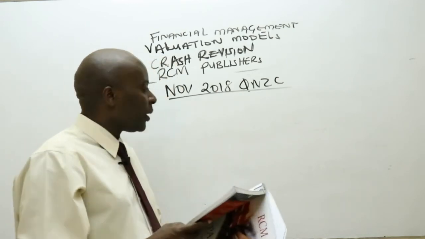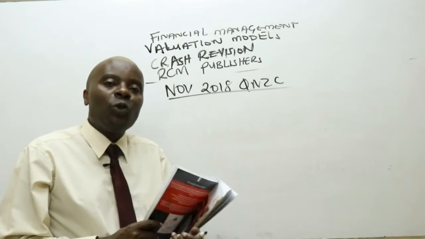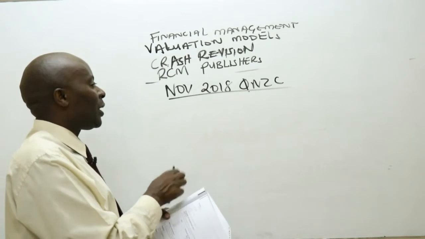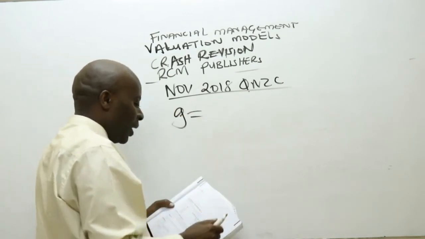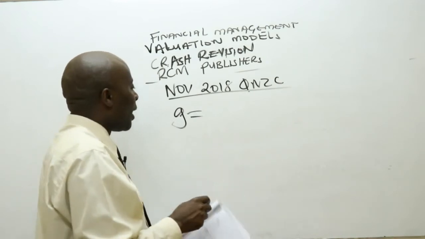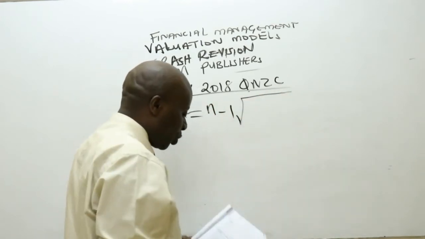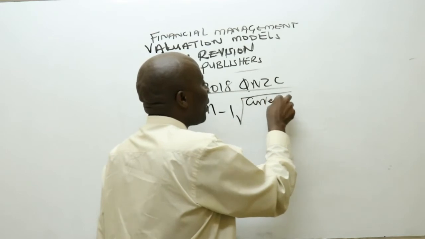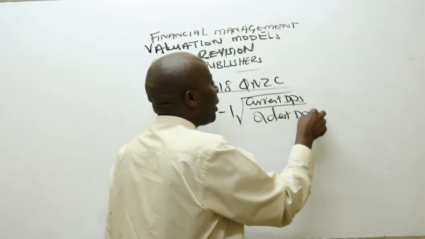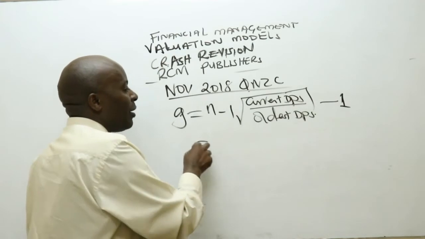Now, ladies and gentlemen, listen to me very carefully. Whenever you see this examiner giving you dividends per share and they happen to be many, then the examiner wants you to get the growth rate. Remember, the growth rate will be the n minus 1 root of the current dividend per share over the oldest dividend per share, and then whatever we get, we subtract 1.